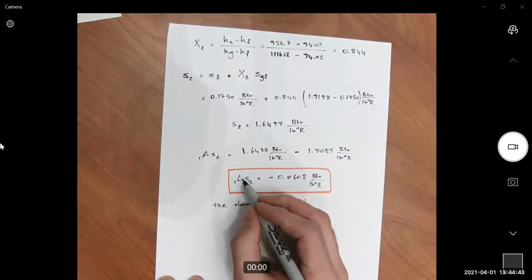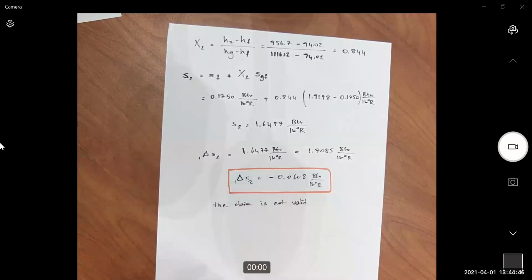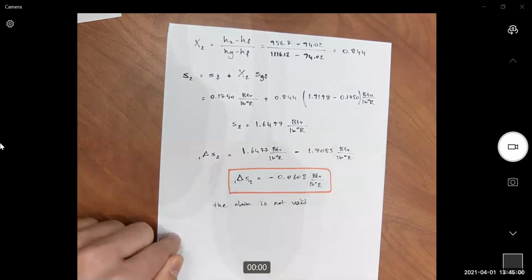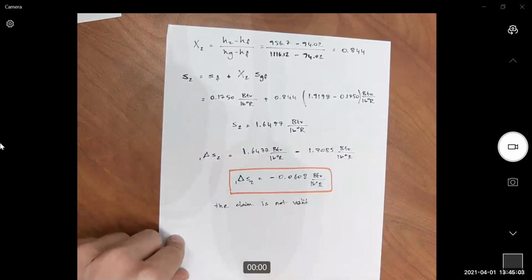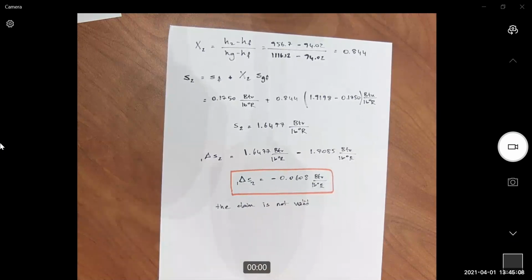So basically, this doesn't mean that delta S cannot be negative. It can be negative, but they also claim that it's an insulated system, which means that it's adiabatic, Q equals 0. And for the adiabatic process, this claim is impossible. Delta S can be 0, but delta S can be negative only when you have heat leaving the system. Any questions?